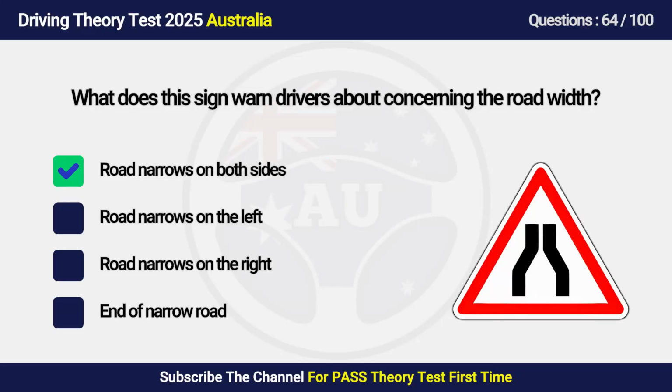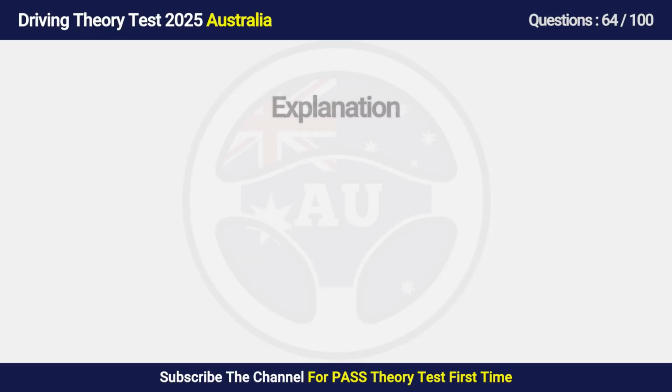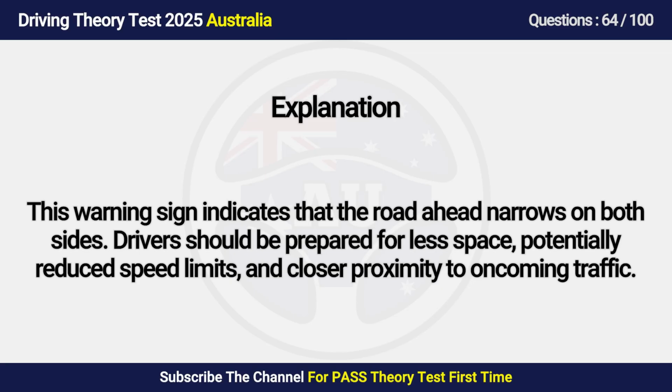Answer is A, road narrows on both sides. This warning sign indicates that the road ahead narrows on both sides. Drivers should be prepared for less space, potentially lower speed limits, and closer proximity to oncoming traffic.